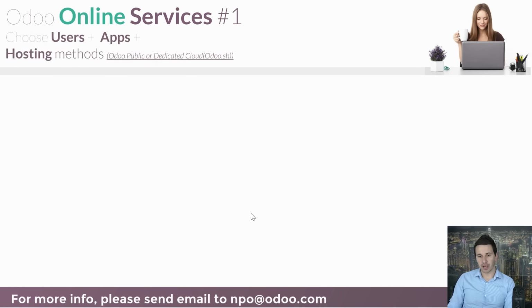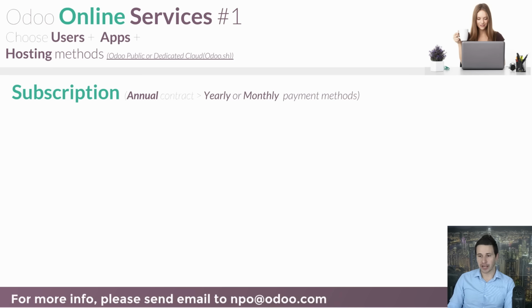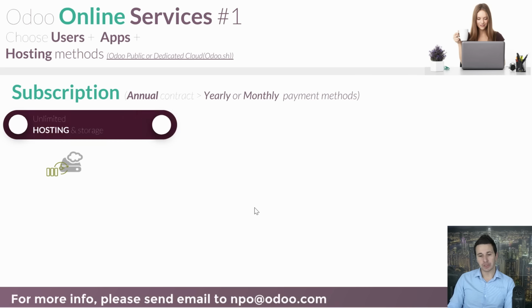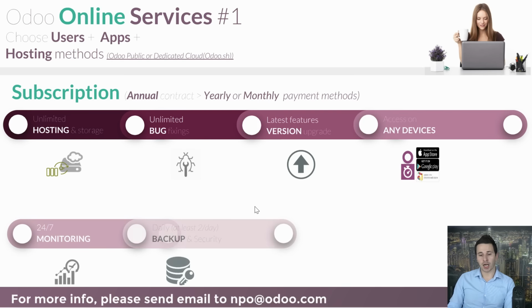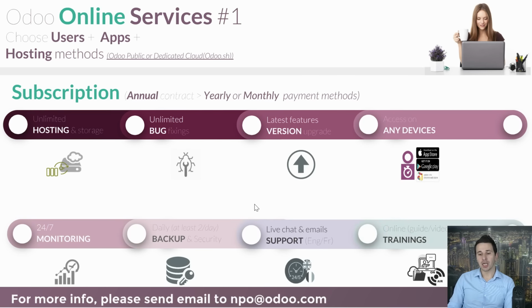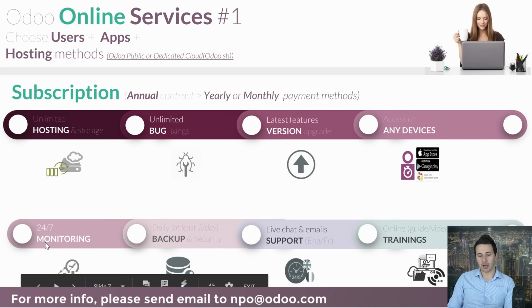In terms of services, at Odoo there are different services that we provide. Directly, we provide a support and implementation service and training for the online version. But when it comes to the subscription itself, you have access, on the cloud, to unlimited hosting, bug fixing, access to the latest version, so updates. It's available on the apps, so iOS and Android apps. You have the 24/7 monitoring with automatic backups that we provide.